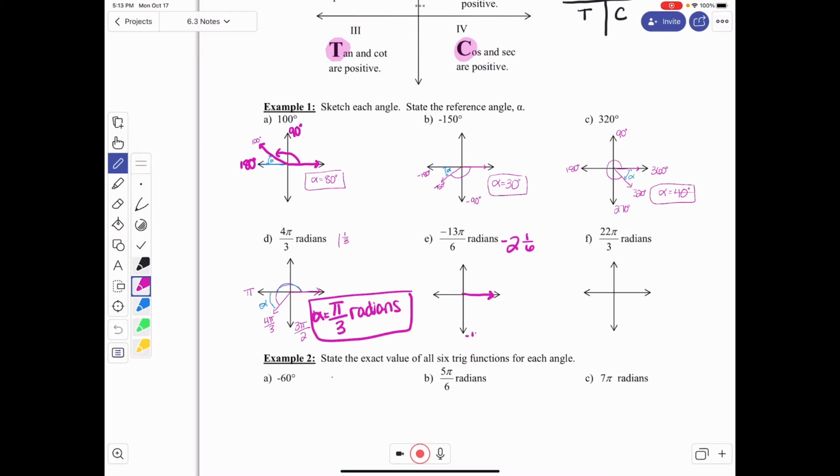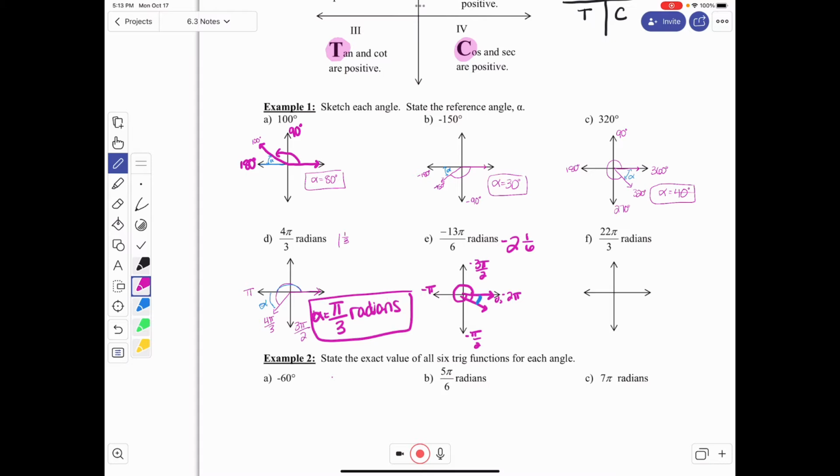I've got negative pi over 2, negative pi, negative 3 pi over 2, negative 2 pi. I'll throw in my 0 there. So negative 2 pi, I'm going to go around, here's negative 2 times, and 1/6. So my alpha is going to be here.